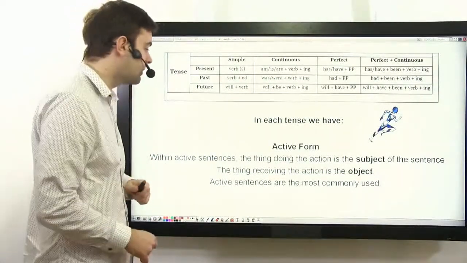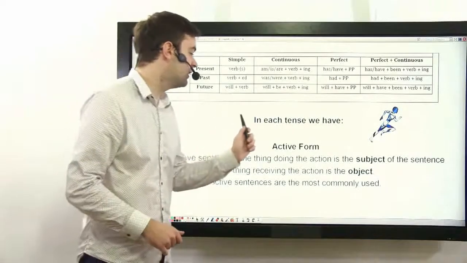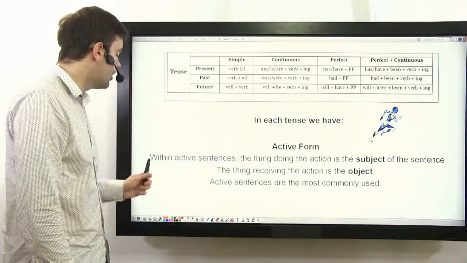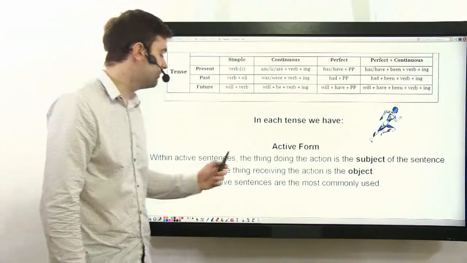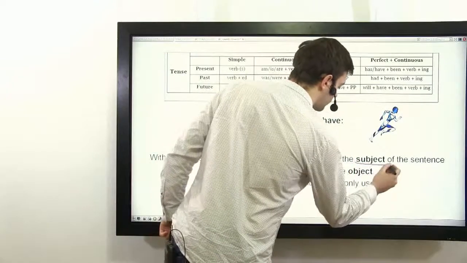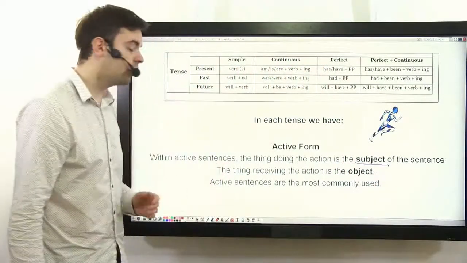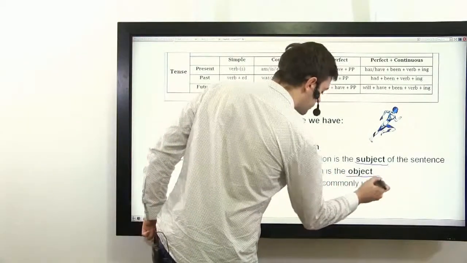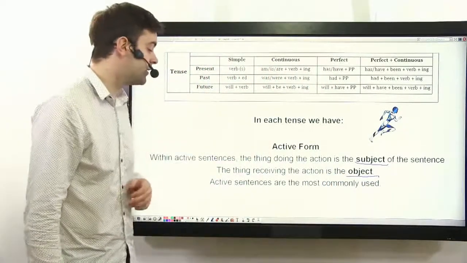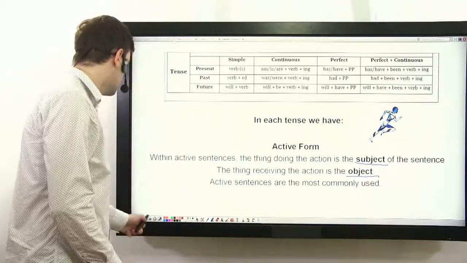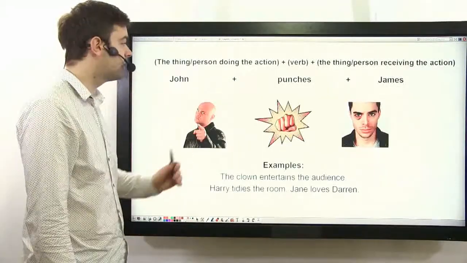To make it a bit more complicated, we have, for each tense, the active form. So within the active sentences, the thing doing the action is the subject of the sentence. The thing receiving the action is the object. Active sentences are the most commonly used. Let's take a look at an example here.